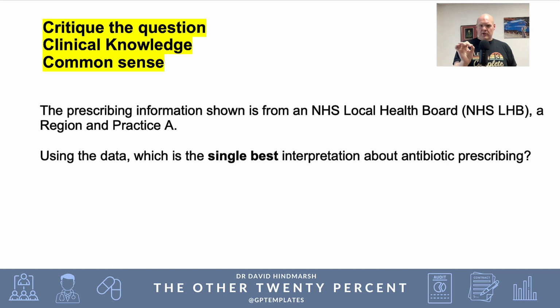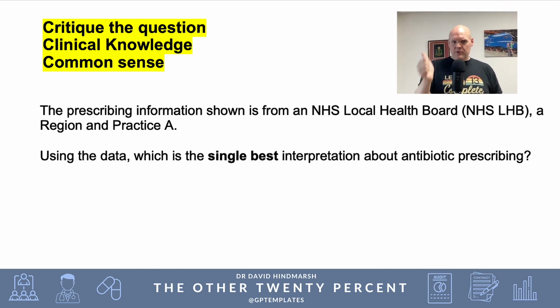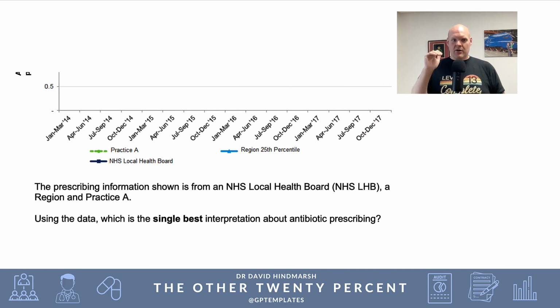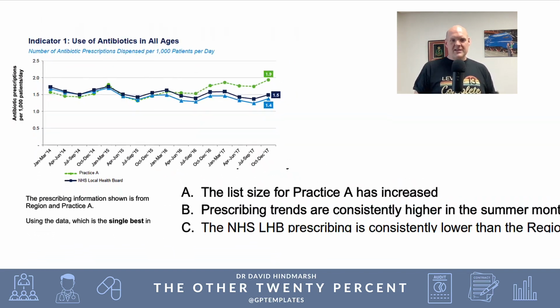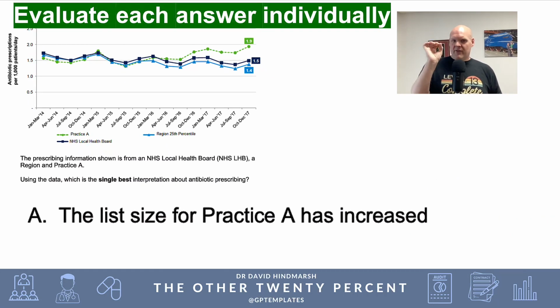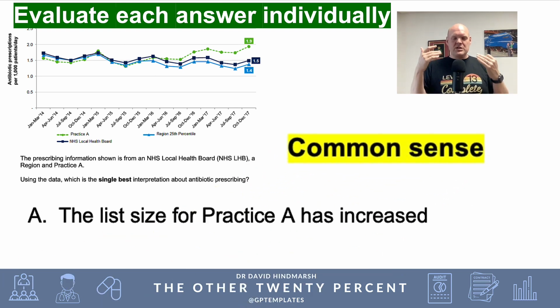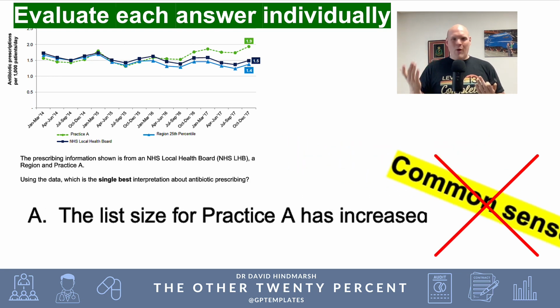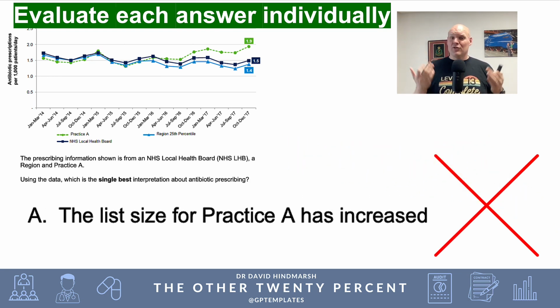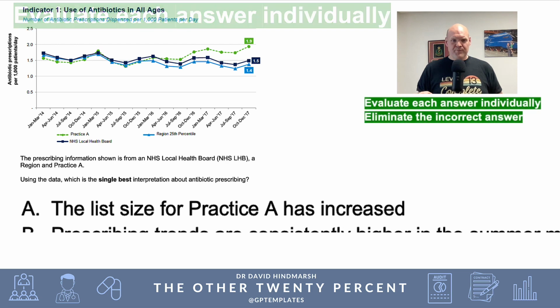So now let's look at the question. It's asking us to pick the most correct statement. So we need to critique each one and apply that clinical knowledge and common sense. Okay, so let's go through these in detail. So evaluate each answer. The list size for practice A has increased. Well, this is a bit of the common sense, and now that we've looked at the graph, there is no information about whether practice sizes have increased or not. So automatically this is wrong.